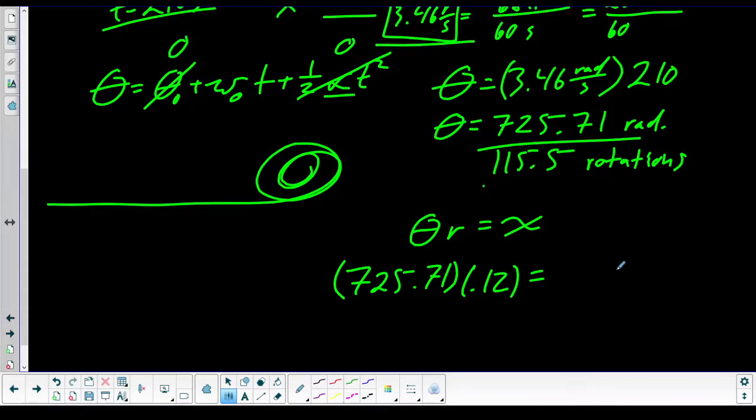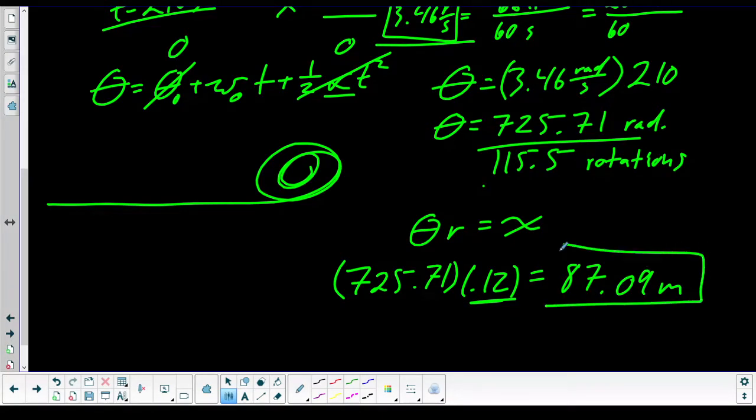times 0.12. We get 87.09 meters. So this 0.12, this is in meters. So this is coming out in meters. So we're going to go 87 meters, almost a football field. So while your bug is listening to your music, it goes almost a football field in distance.